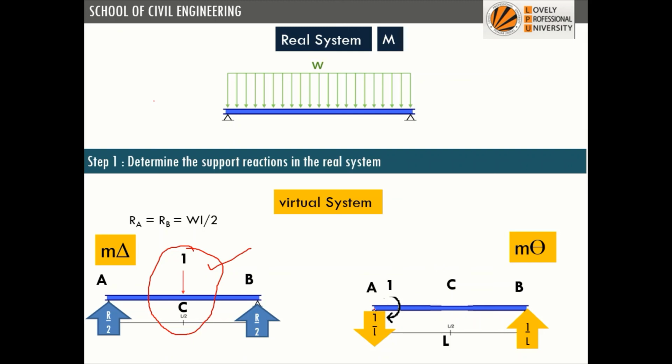For a simply supported beam, where deflection is maximum, slope will be 0. So slope at C will be 0. So we will try to find the slope at support. So we'll put a unit moment at support A.